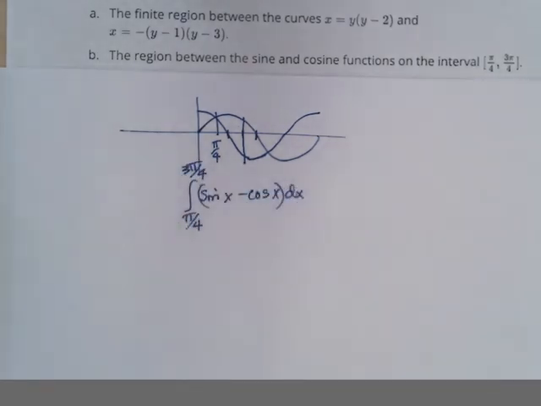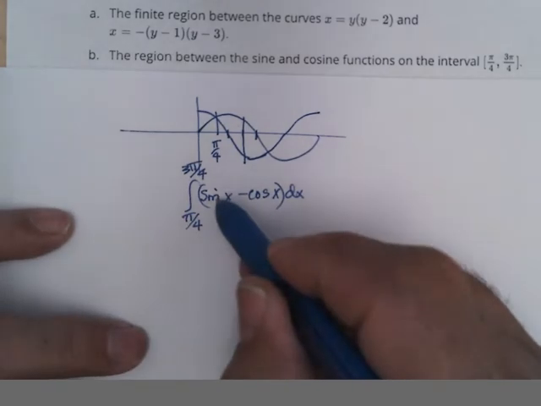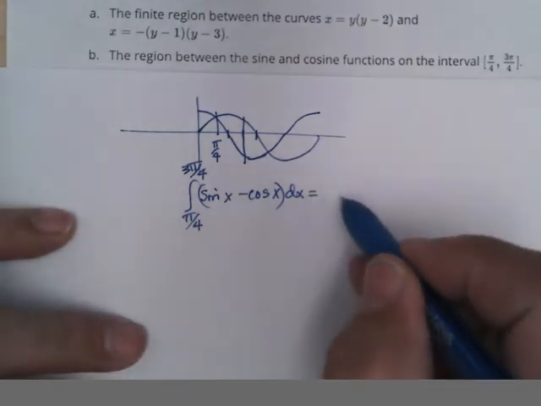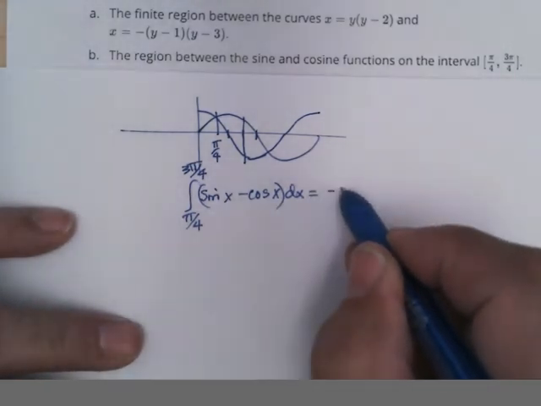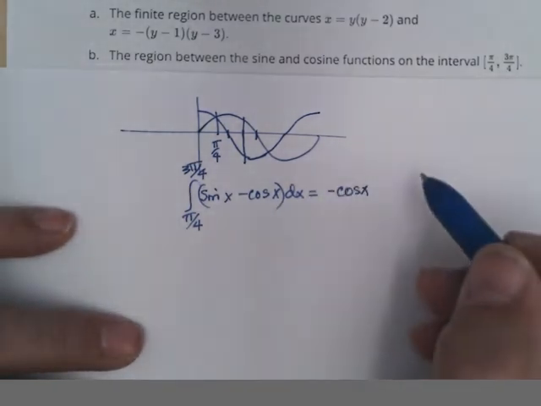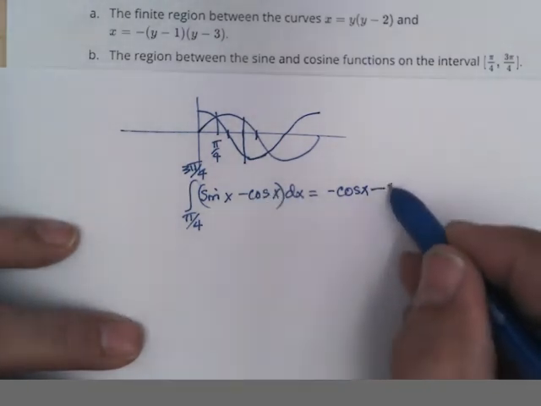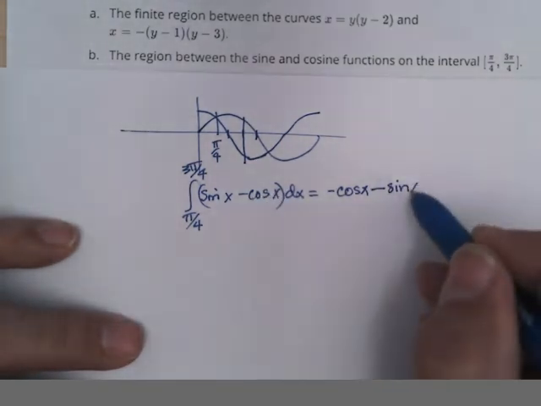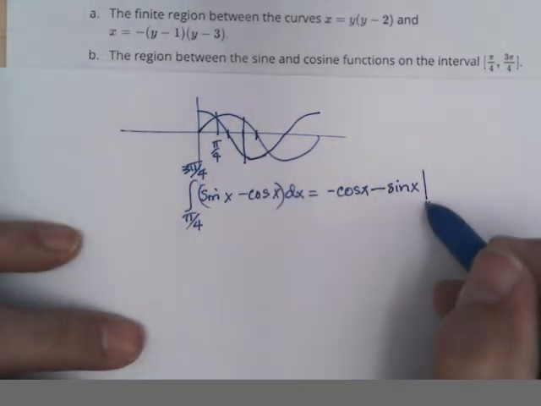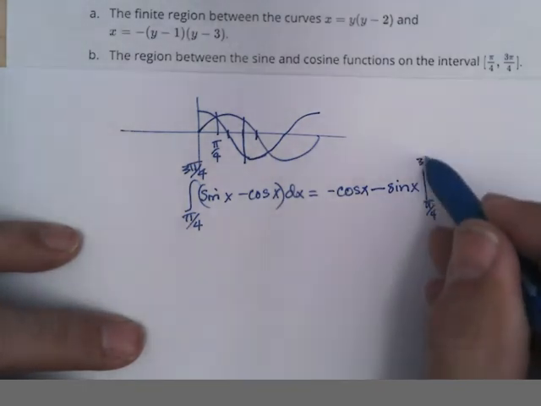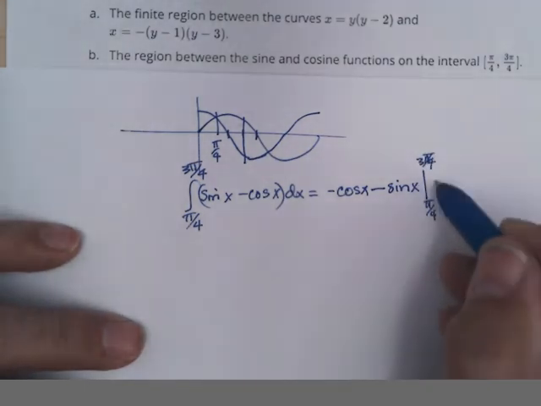type that into my calculator, graph it, and do it. Or I can integrate this. The antiderivative of sine is negative cosine, and the antiderivative of cosine is sine, evaluated from pi over 4 to 3 pi over 4.